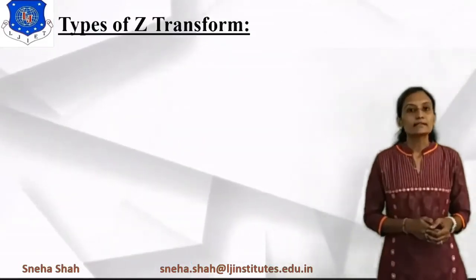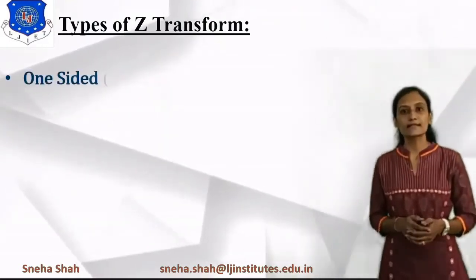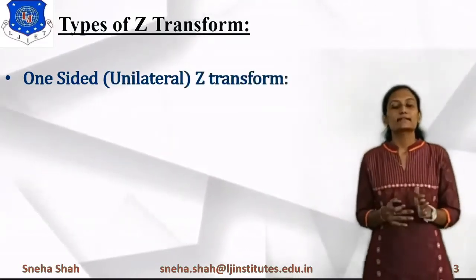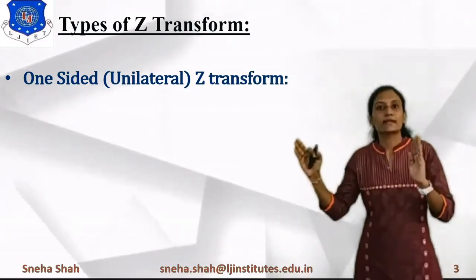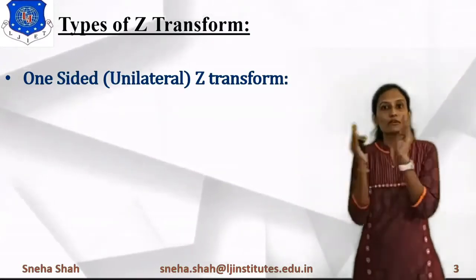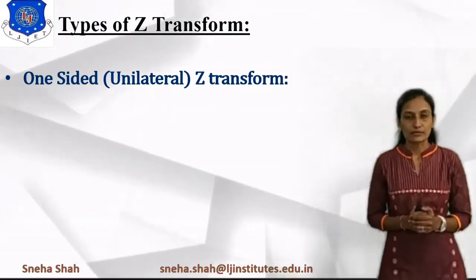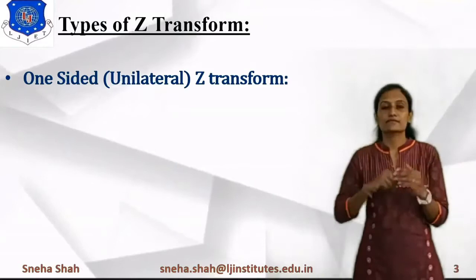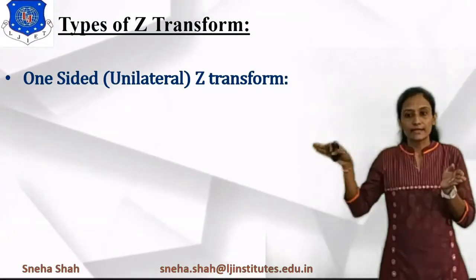Now if we define the types of Z transform, there are basically two types of Z transform. The first one is the one-sided Z transform. It is also known as the unilateral Z transform. So what is the one-sided Z transform? If we define the whole range, then the range will be from minus infinity to infinity. But if we take one side only, then the range will be either 0 to infinity, or it may be from minus infinity to minus 1. So it is considered a one-sided Z transform. And if we define it for the whole range, then it is considered a two-sided or bilateral Z transform. So the range will be from minus infinity to infinity.